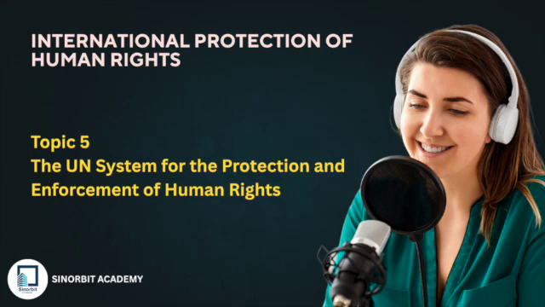Article 22 kicks it off with Social Security. It's the first classic ESC right listed, explicitly linked to dignity and personality development. But notice the wording: entitlement to realization through national effort and international cooperation and in accordance with the organization and resources of each state. It's a broad goal, laying the groundwork for the later ICESCR. So it acknowledges resource constraints from the start.